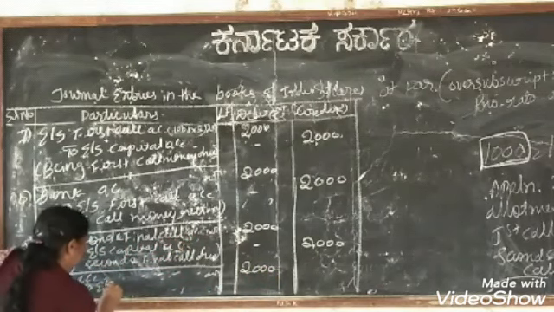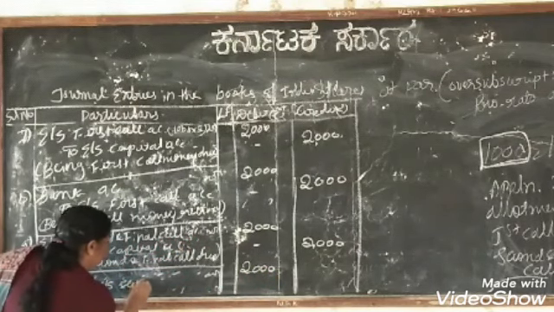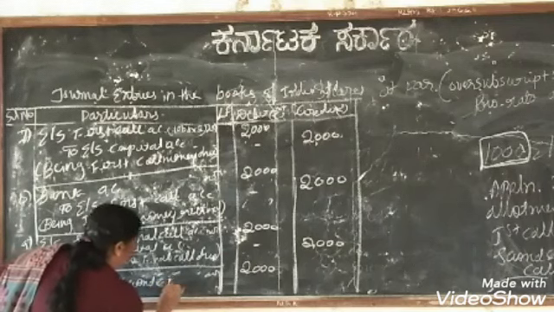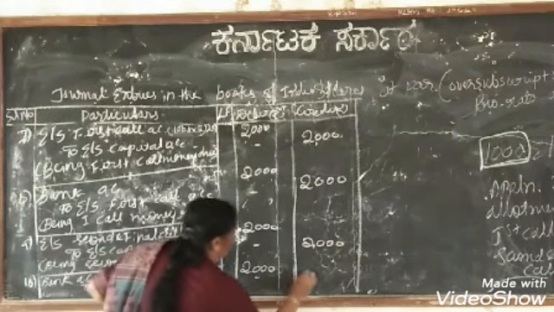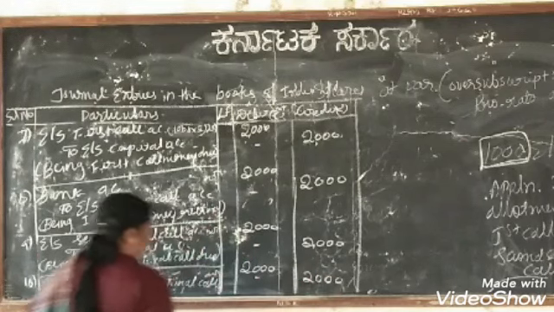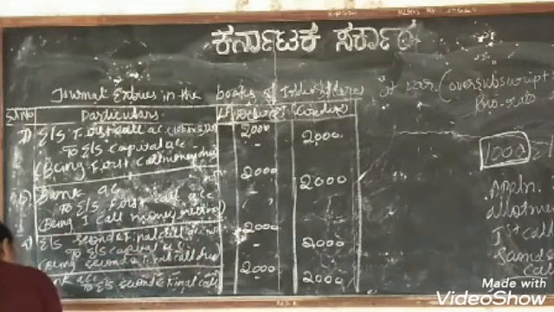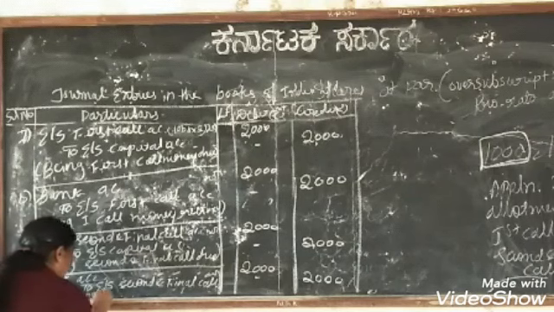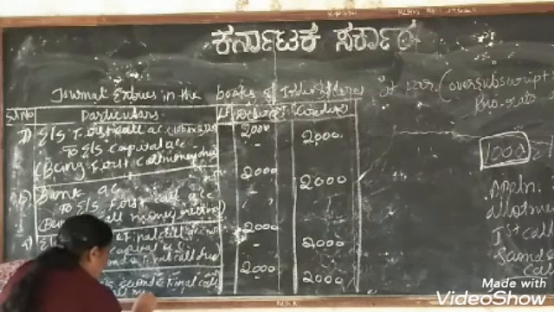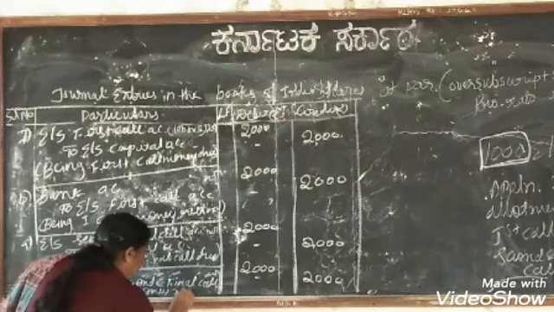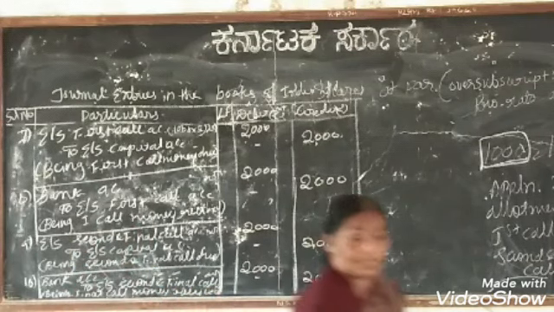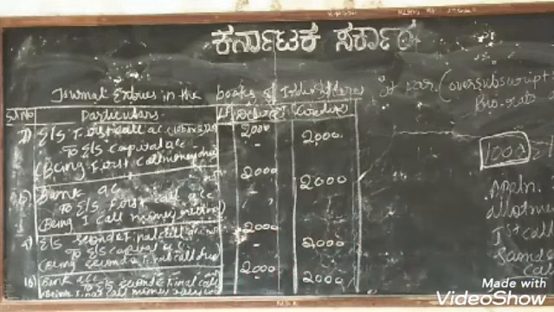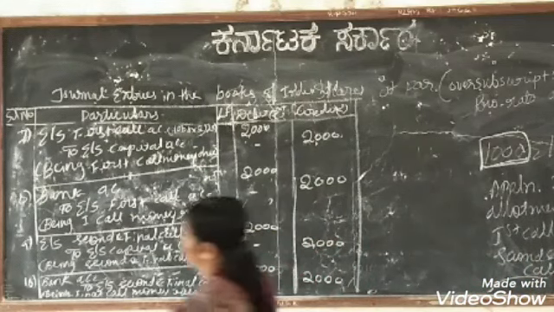Equity share second and final call account, it is 2,000. Narration: second and final call money received. These are the journal entries that we need to pass in the books of account.